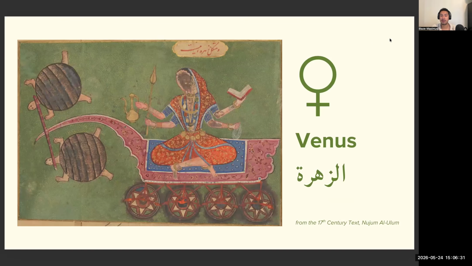And we have Al-Zuhara, which is Venus. And you can see her face is a little bit cut off here, but that's one of my favorite depictions. She's being pulled by turtles. How amazing. So elegant, so beautiful.